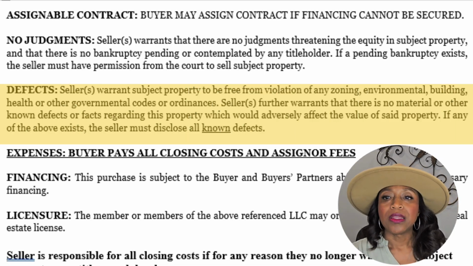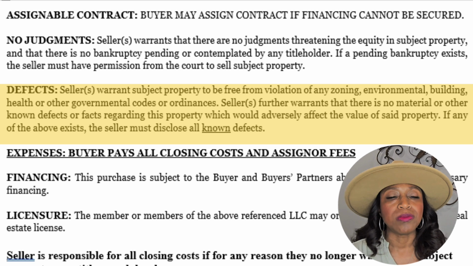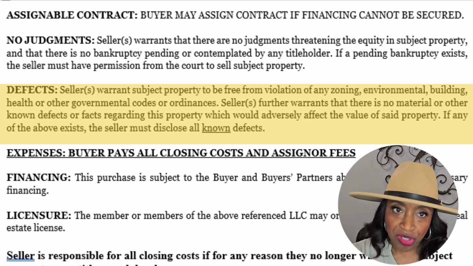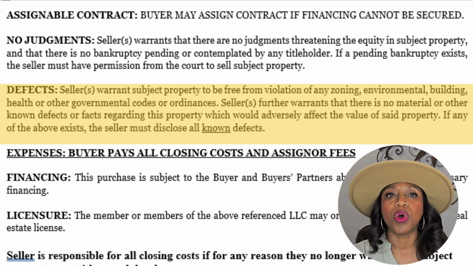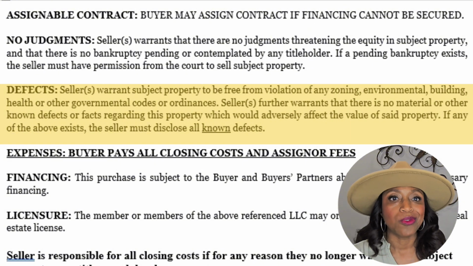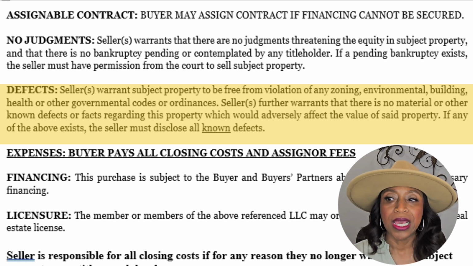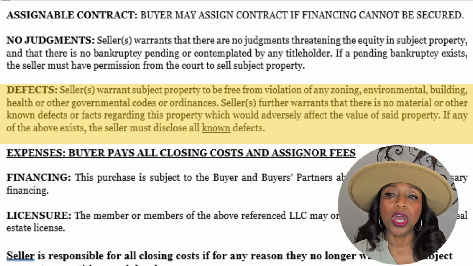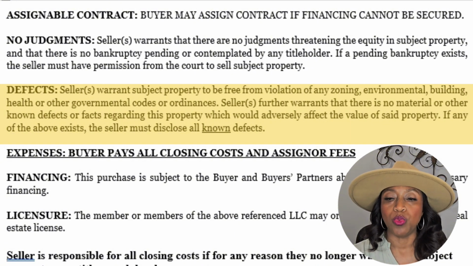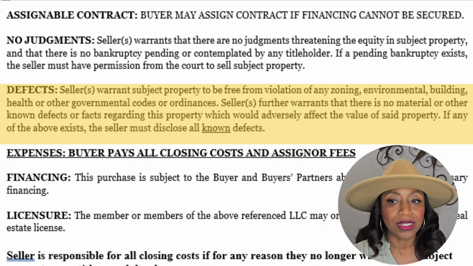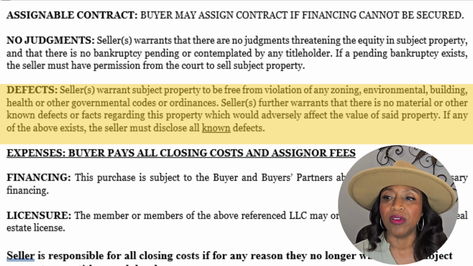Defects. Because we mentioned before that it's going to be as is, this is just a double covering of what we're discussing with the house. Defects: seller warrants the subject property to be free from violation of any zoning, environmental, building, health, or governmental codes or ordinances. Seller further warrants that there are no material or other known defects or facts regarding this property which would adversely affect the value of said property. If any of the above exists, the seller must disclose all known defects.